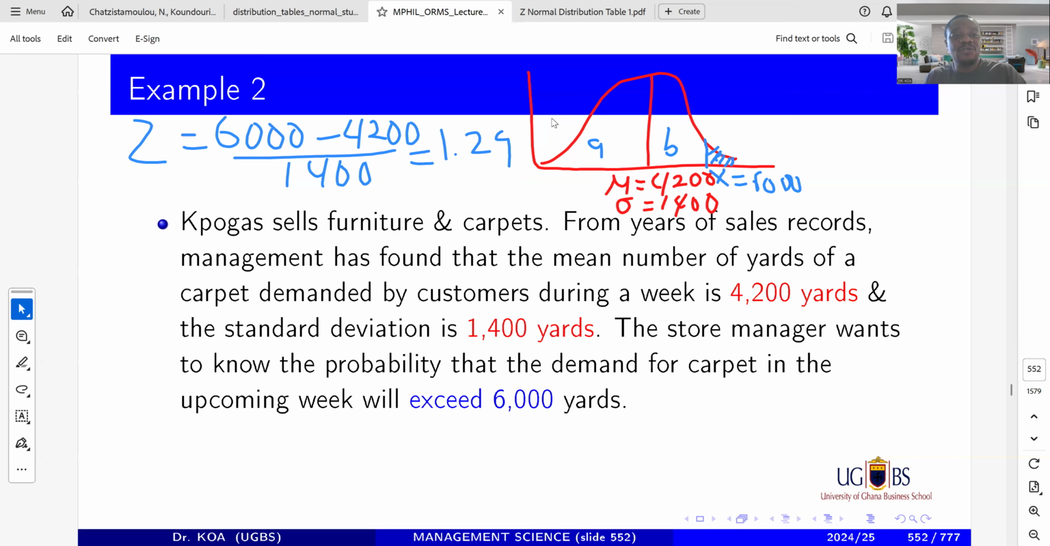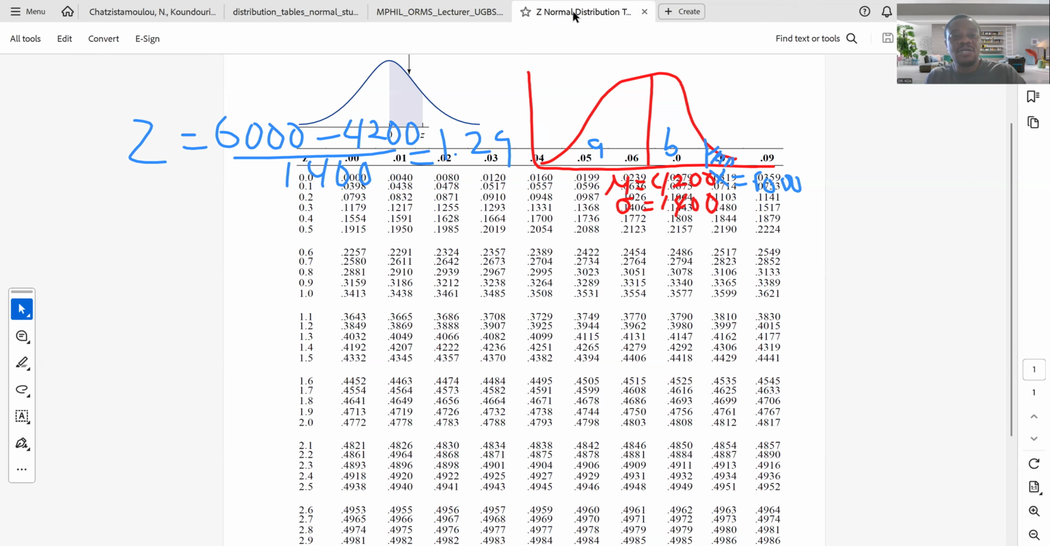Now that you've gotten the value, you go to the Z table and read it. This is a Z table. You're looking for 1.2 under 9. Guys, I'm leaving you to read it. Who has read it? And who can tell me the answer? This time you know how to read. 1.2 under 9.